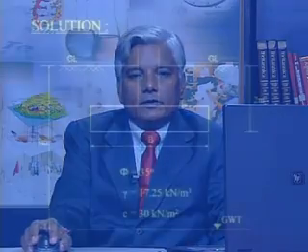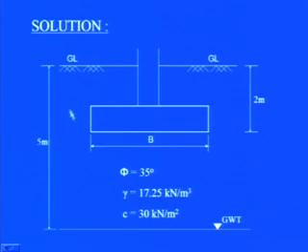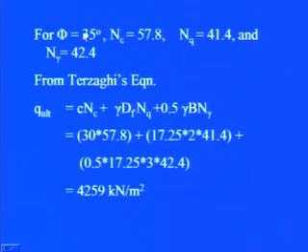Now, depending upon the description, this is the sketch which shows the depth of the foundation as 2 meter, the width of the foundation, and the water table is 5 meter below the ground surface. Here phi equal to 35 degrees, gamma equal to 17.25 kN per meter cube, and c equal to 30 kN per meter square. For phi equal to 35 degrees, the bearing capacity factors can be obtained from the plots available or the tables. If you use tables, you can find that for phi equal to 35 degrees, NC is equal to 57.8, NQ equal to 41.4, and N gamma equal to 42.4.